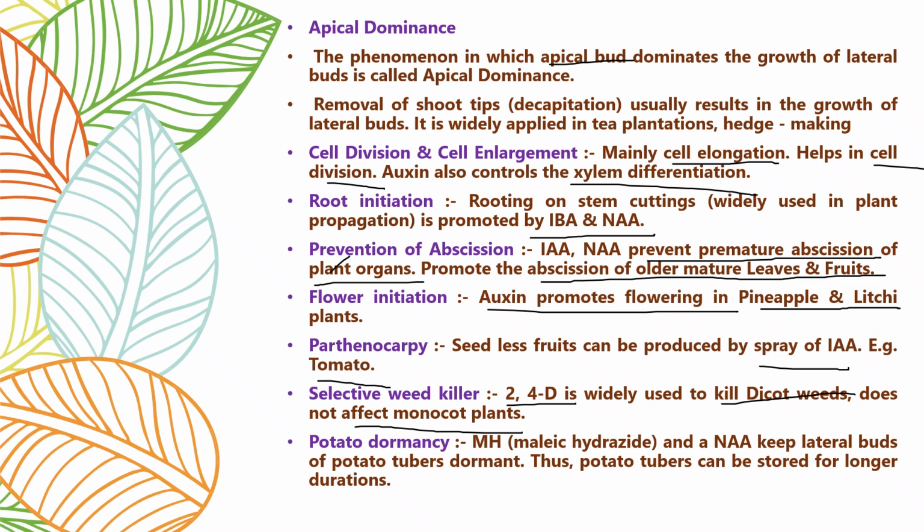want to grow it afterwards after some time. So you just spray NAA or auxin on the potato tuber, so that you can keep the potato tubers in a dormant state. And later you can use that tuber for plant germination, for potato plant germination.